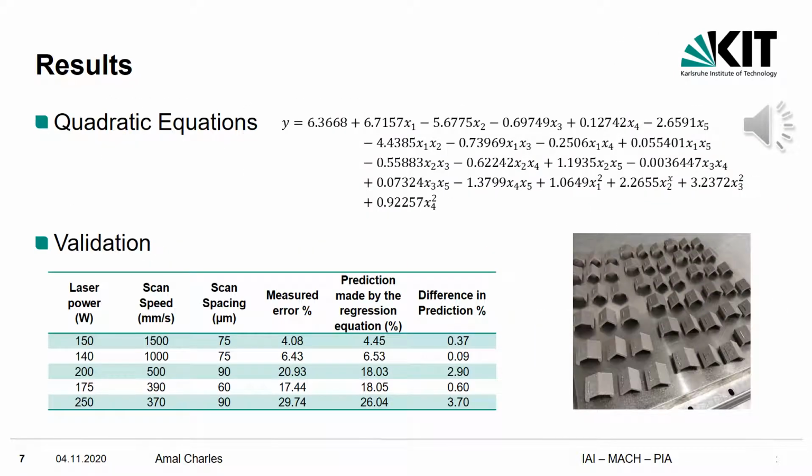The predictive slice plots we saw were made possible because of our developed quadratic equations. So this is an example of what a quadratic equation looked like for us based on our regression modeling, where y denotes the respective output, and x1, x2 show the various process parameters. We then also conducted further validation experiments, which helped us test the accuracy of the predictions, and we received fairly good predictions, as you see here on this table.